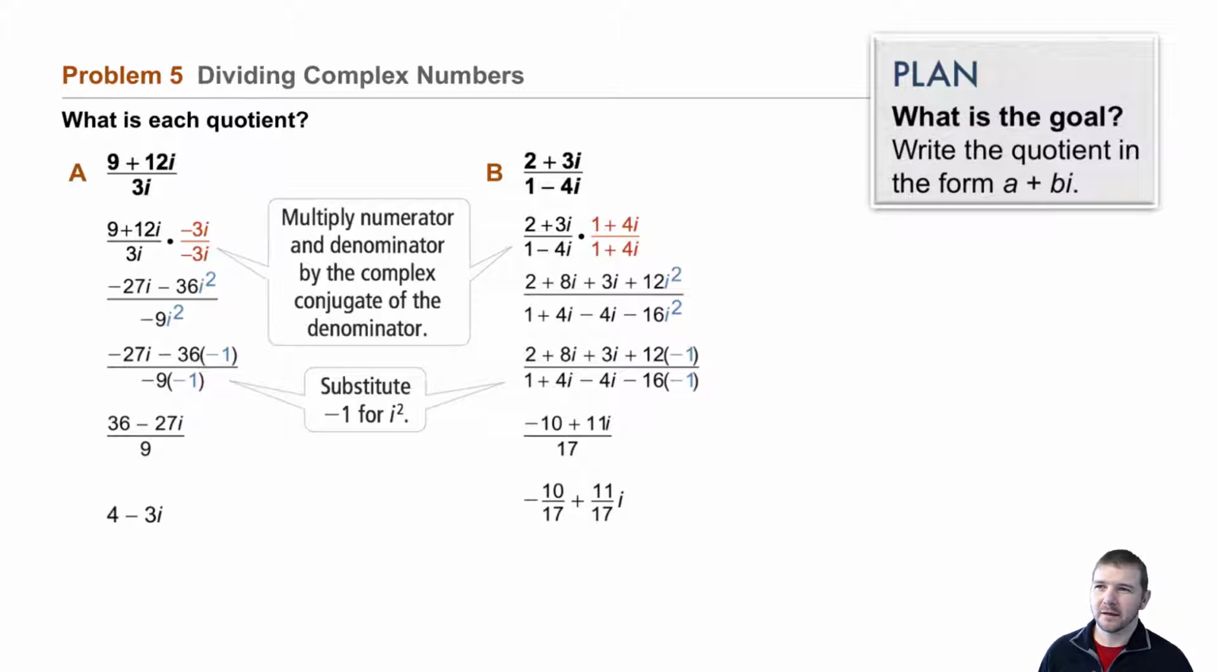It's worth noting that multiplying the denominator by its complex conjugate eliminates the imaginary part from the denominator in both cases, allowing us to simplify the quotient to a single complex number.